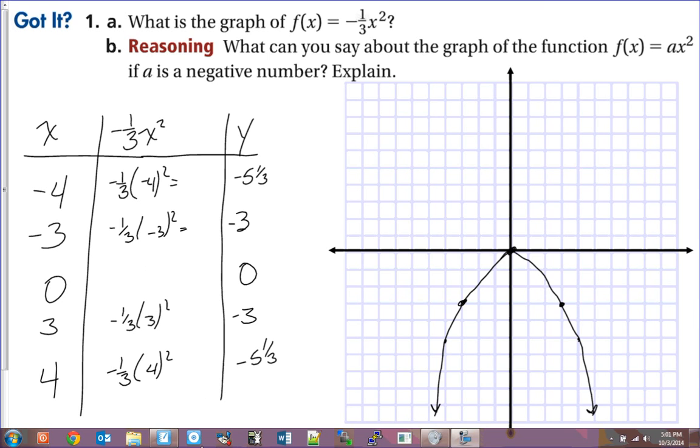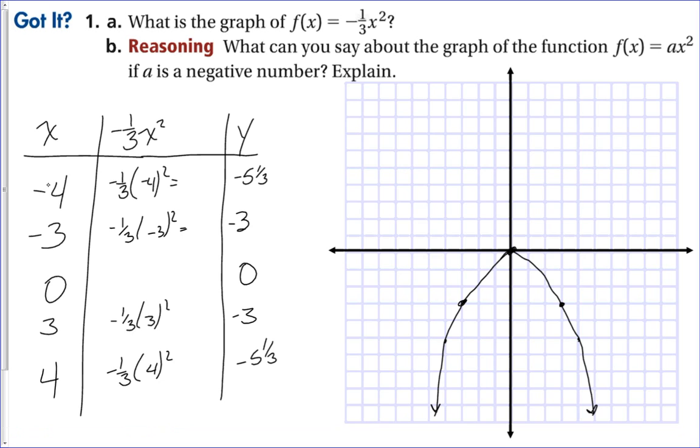Here we go. Here's the table made. I chose -4, -3, 0, 3, and 4 just so some of my numbers came out nicely, but you could have picked -2, -1, 0, 1, and 2. It's up to you. The points don't matter as long as you graph them right. When I put in -4, I got -5 and 1/3. When I put in -3, I got -3. When I put in 0, I got 0. When I put in 3, I got -3 again. And when I put in 4, I got -5 and 1/3 again.